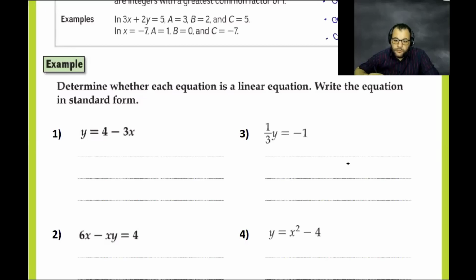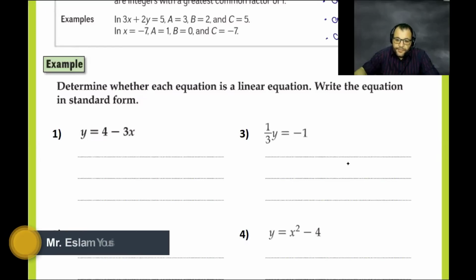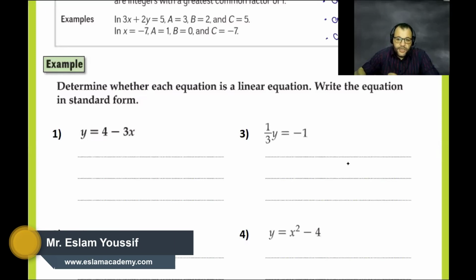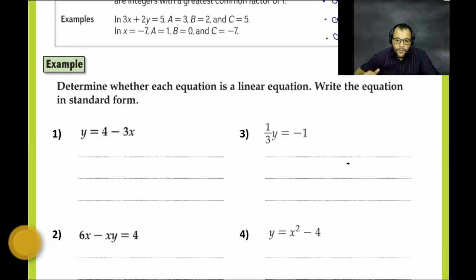What is the meaning of first degree? I can't hear myself. You can't hear me? Mustafa?